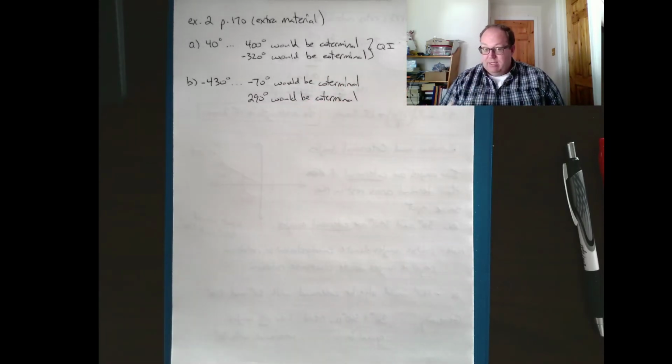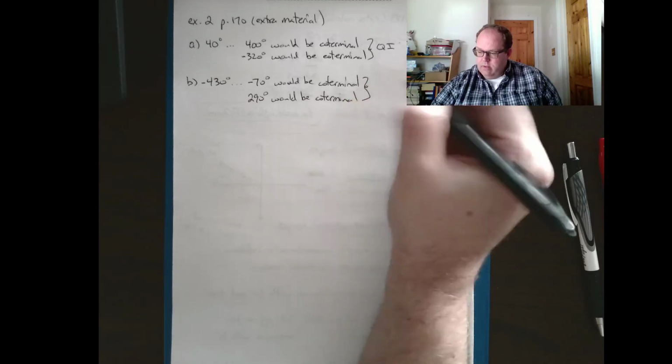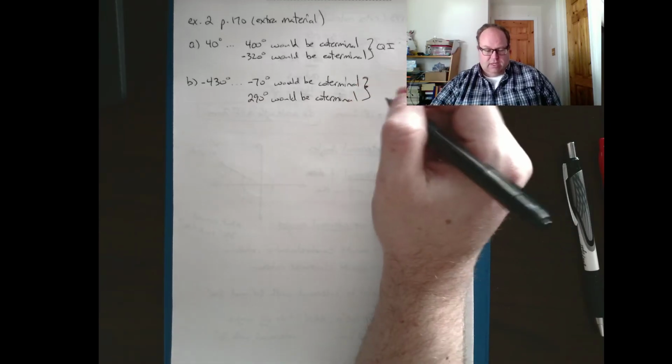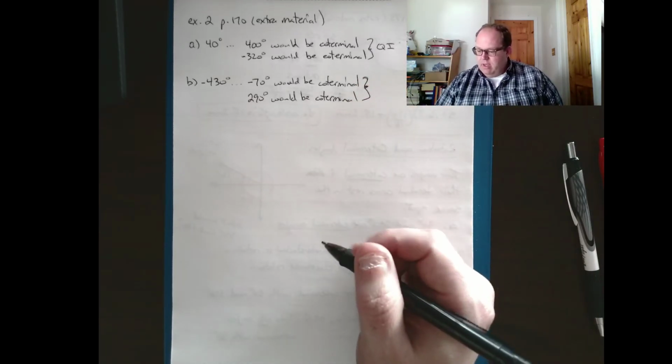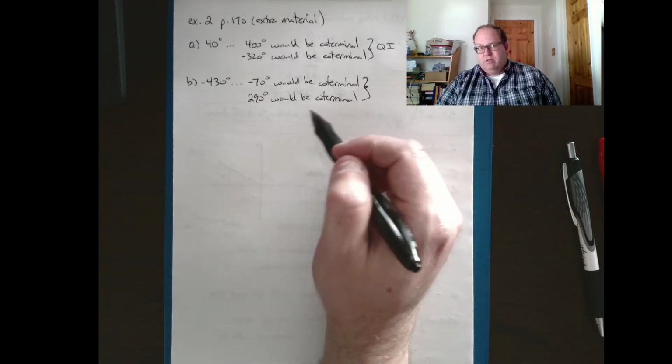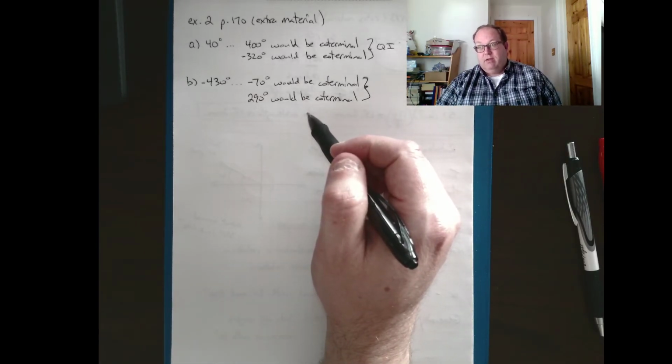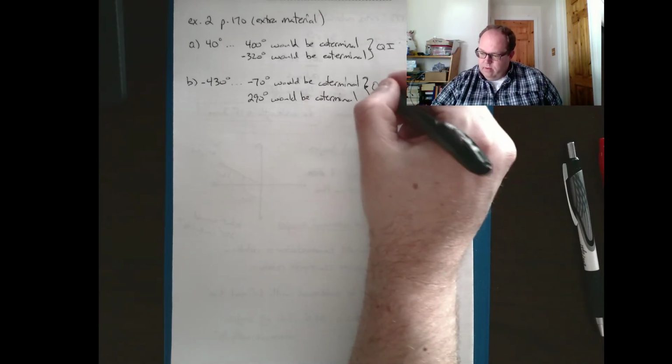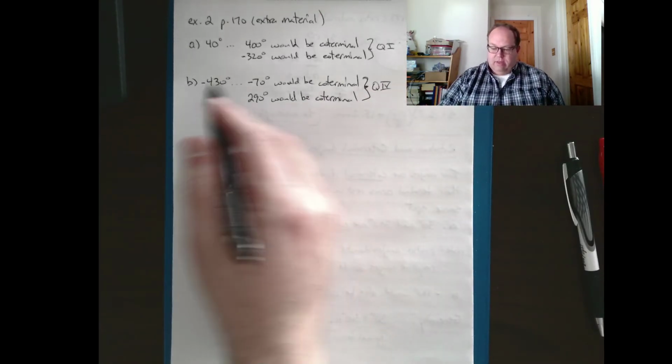It's all about adding and subtracting multiples of 360, or 2 pi if you're working in radians. So if I think my way through this, 290 degrees would be in the 4th quadrant. So that means they all have to be.